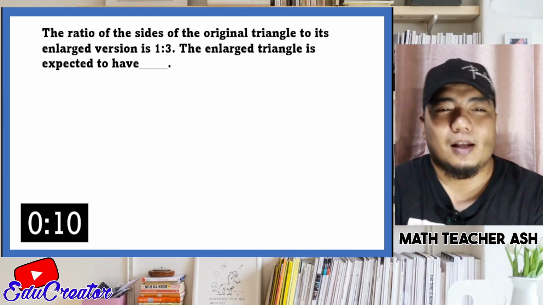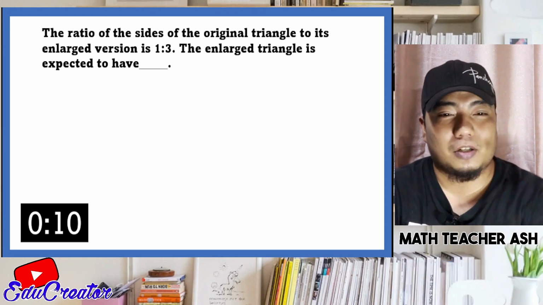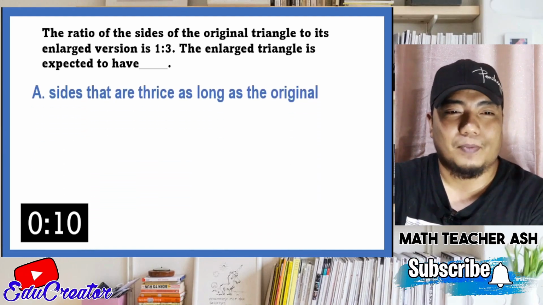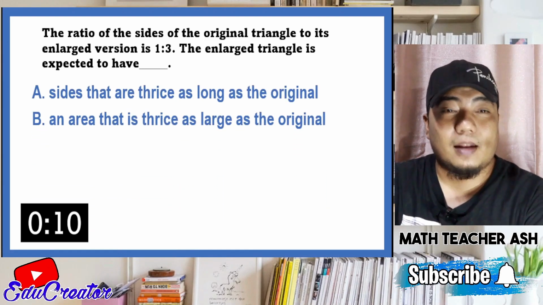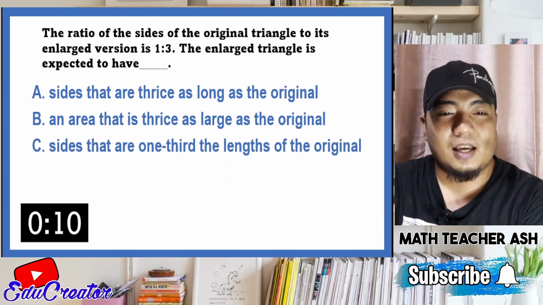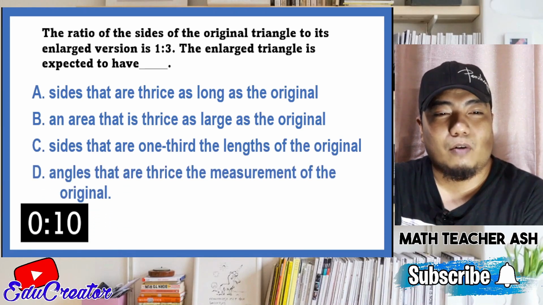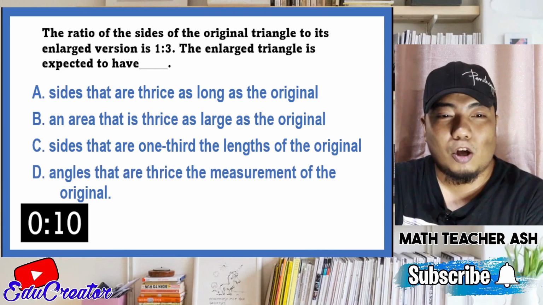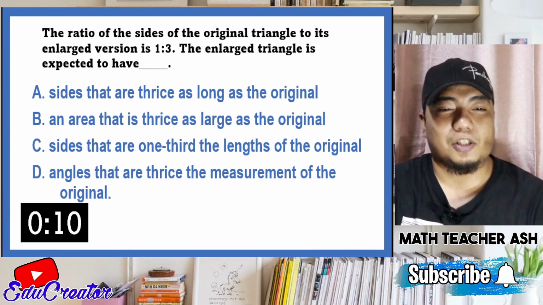Second question. The ratio of the sides of the original triangle to its enlarged version is 1 is to 3. The enlarged triangle is expected to have, is it A, sides that are twice as long as the original? B, an area that is twice as large as the original? Letter C, sides that are one-third the length of the original? Or letter D, angles that are twice the measurement of the original. Okay, 10 seconds for this question.